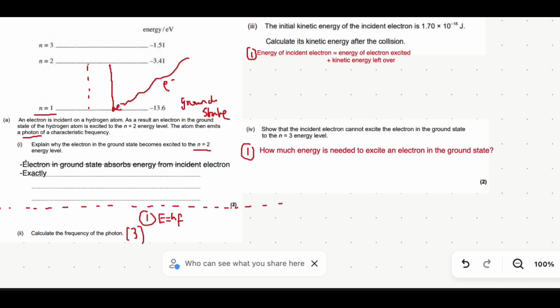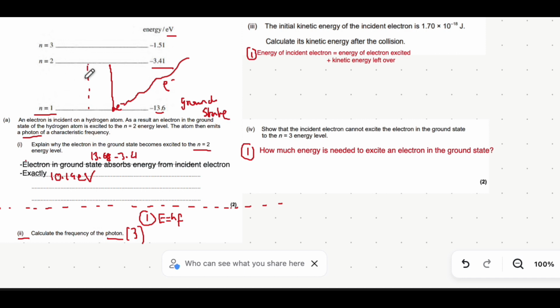And we can actually find that exact amount of energy because it's told us the units, electron volts, and it's told us the values of the energy levels. If we find the difference between these two values by doing 13.6 take away 3.41, that'll get you 10.19 electron volts. So exactly 10.19 electron volts is absorbed by this electron from this incident electron, causing it to move up an energy level. Now part 2, it says calculate the frequency of the photon.